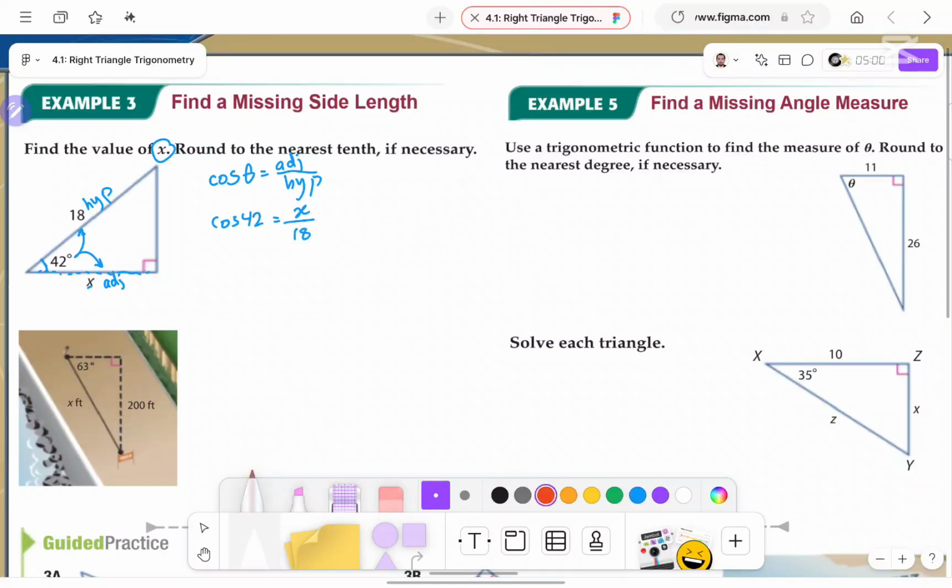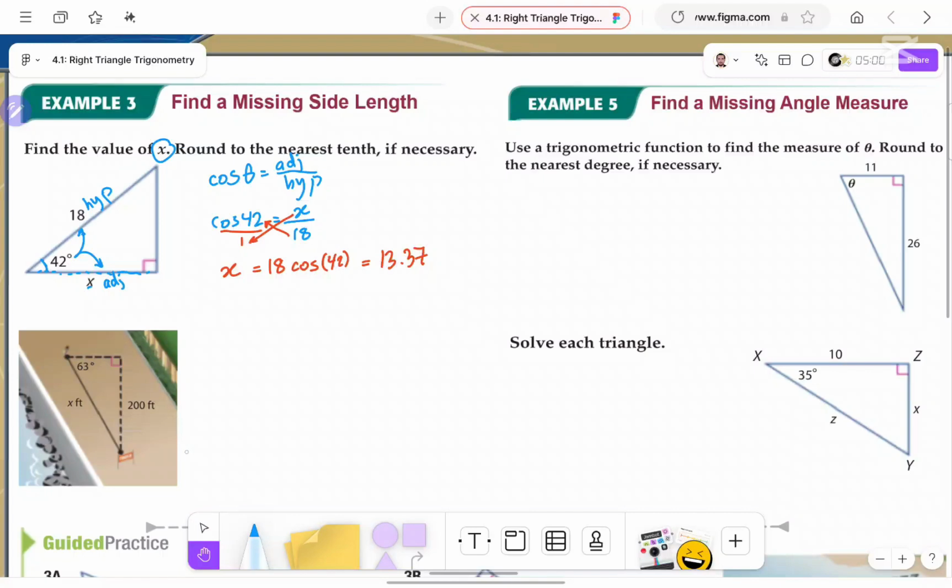Now we can use cross multiplying. x times 1 is equal to x, and 18 times cosine 42. Now we know the answer, which is 13.37.